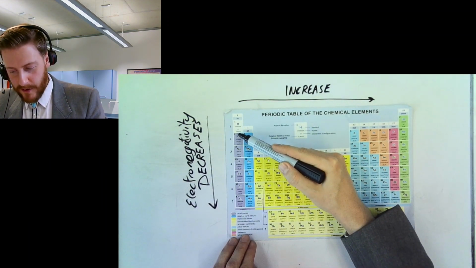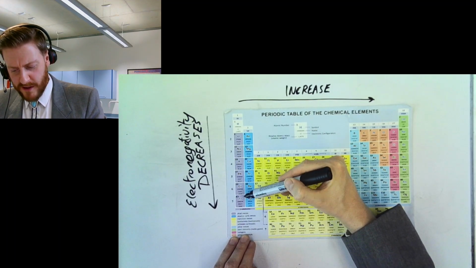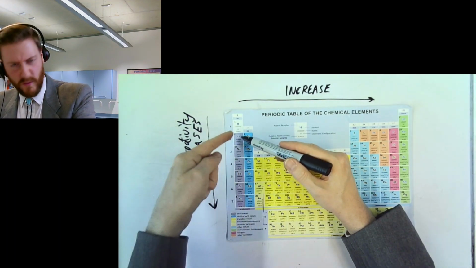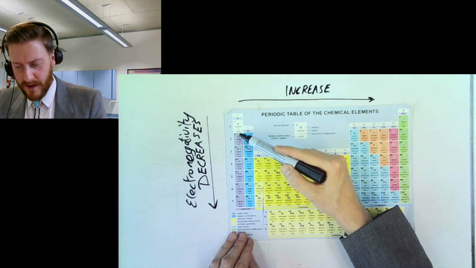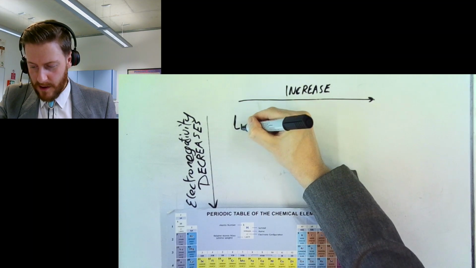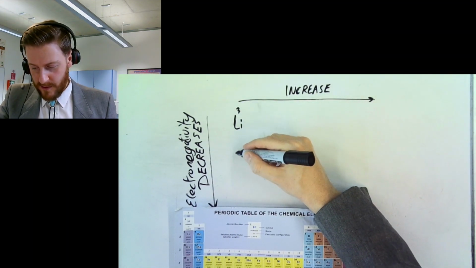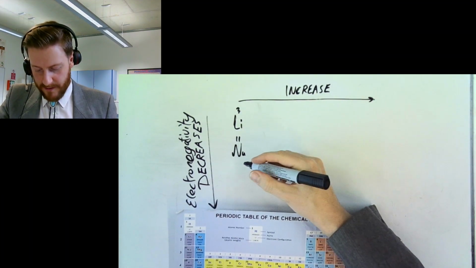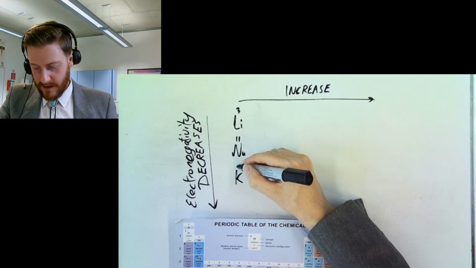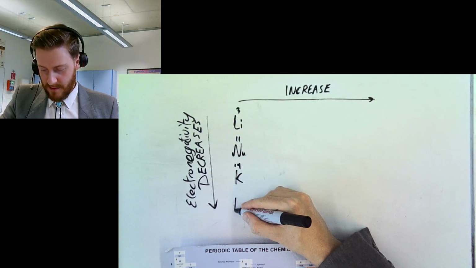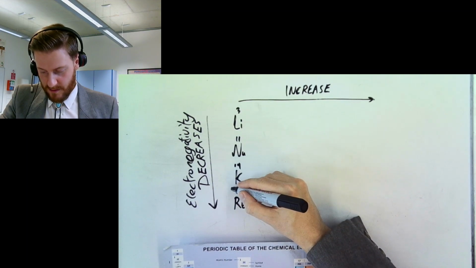Especially considering that the number of protons is increasing by quite a large amount as I go down a group. My first group of elements here, lithium with its 3 protons, goes to sodium with 11, potassium 19, rubidium 37.